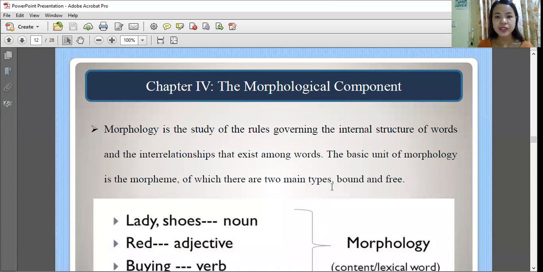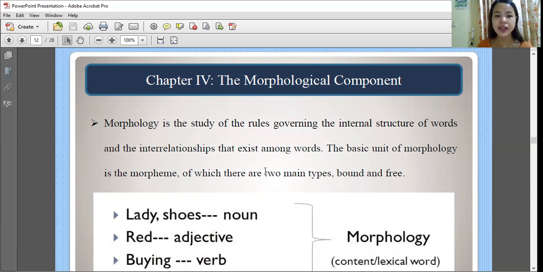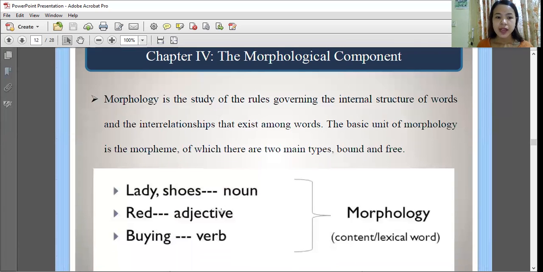And here I will talk about chapter 4, the morphological component. Morphology is the study of the rules governing the internal structure of words and the interrelationships that exist among words. The basic unit of morphology is the morpheme, of which there are two main types, bound and free.